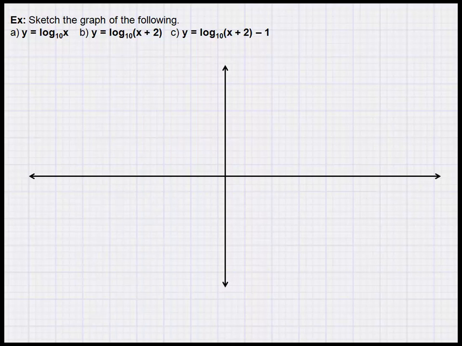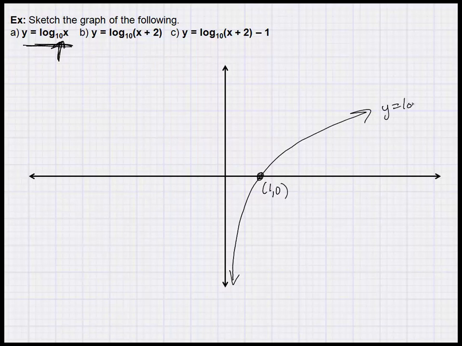First, let's graph this log base 10 of x. The key here is looking at the base. The base is 10. A base 10 logarithm is a base bigger than 1. That logarithm should look like this. It should go through this point 1, 0. So this would be y equals log base 10 of x.